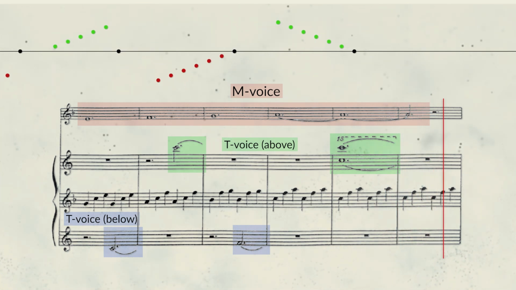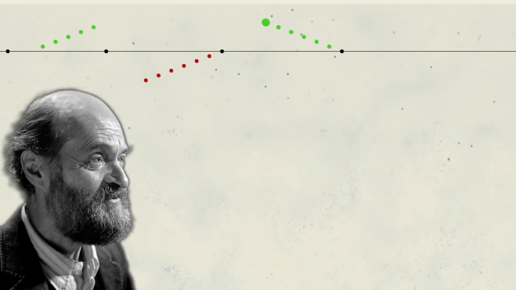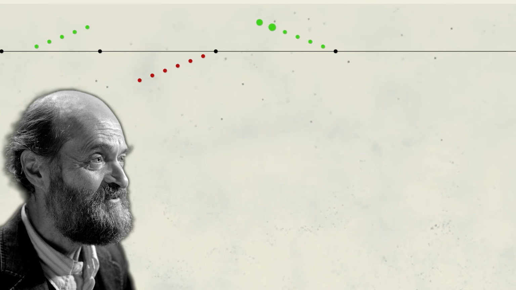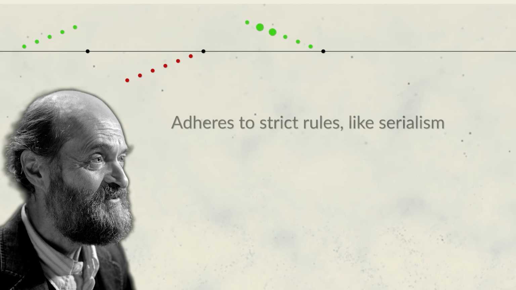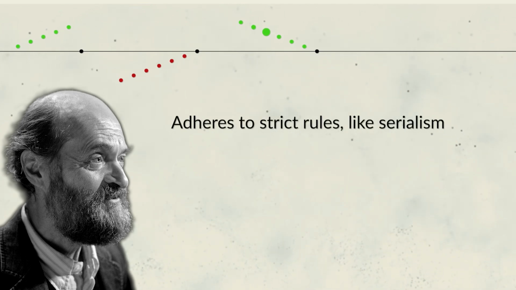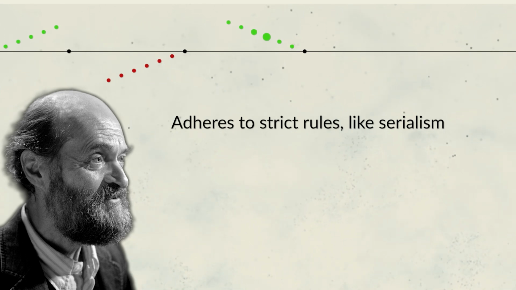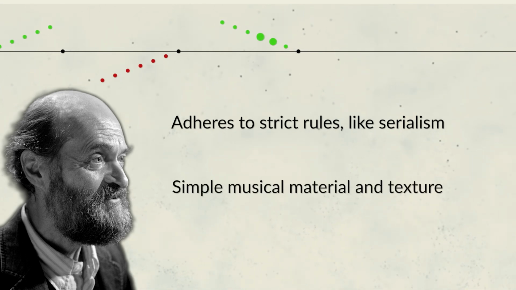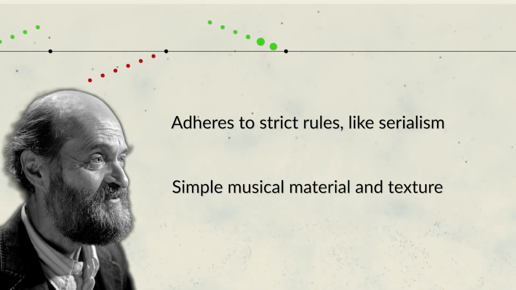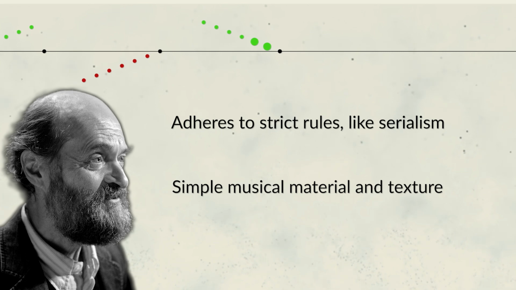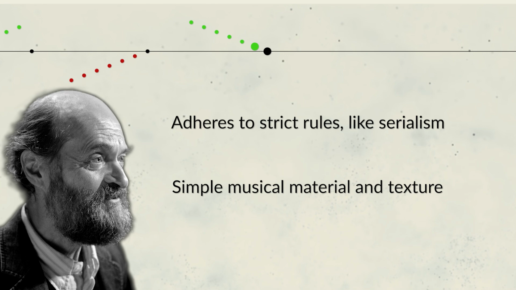In a broader sense, the technique of tintinnabuli relates to both the musical aesthetics of that time and the composer's artistic trajectory. It adheres to strict rules akin to the rigidity of serialism, but also contrasts against musical complexities with simple material and transparent textures that are relatively easy to comprehend. The reductionist approach in this style reflects Pärt's philosophy for creation.